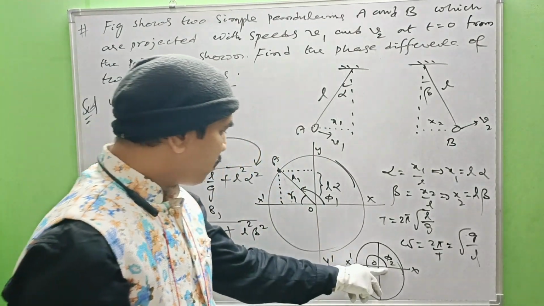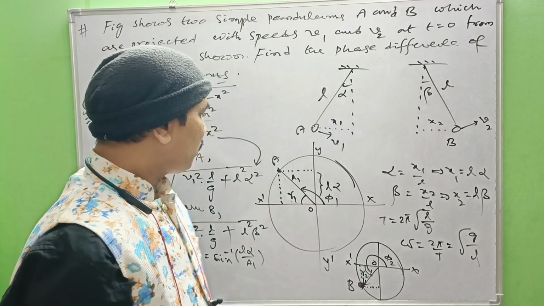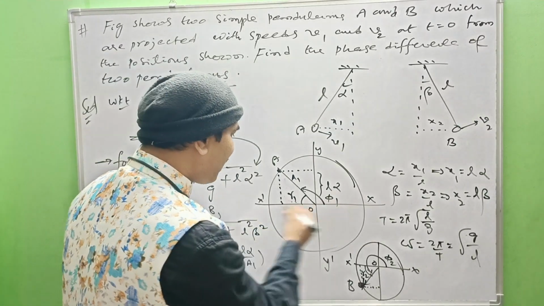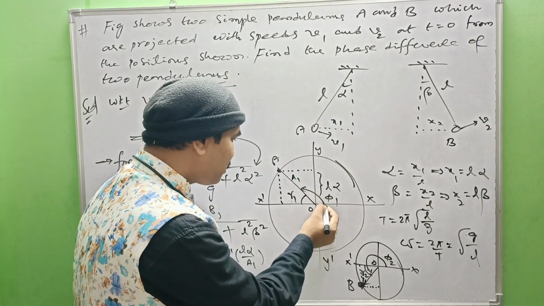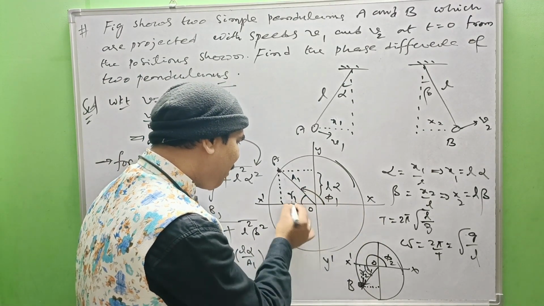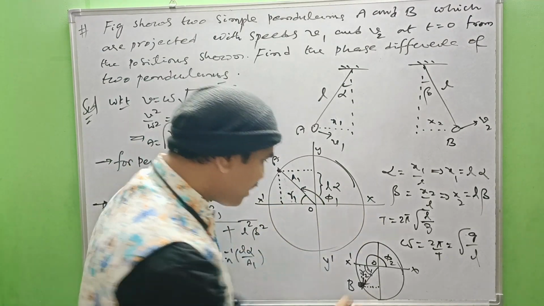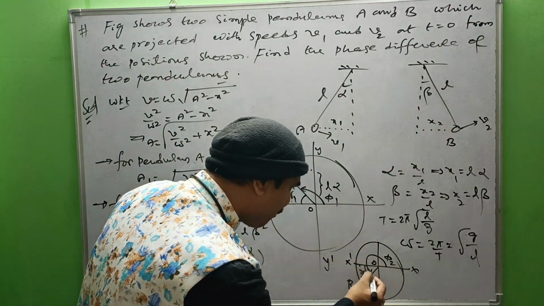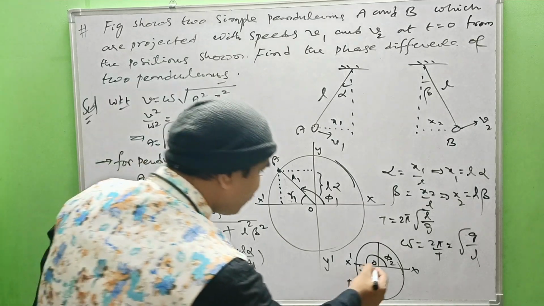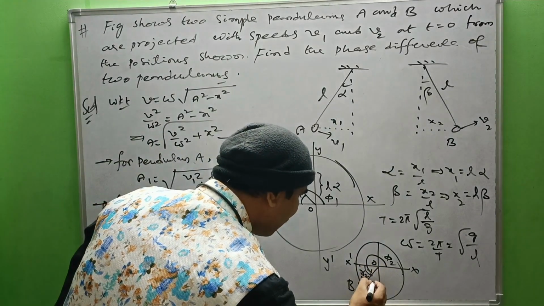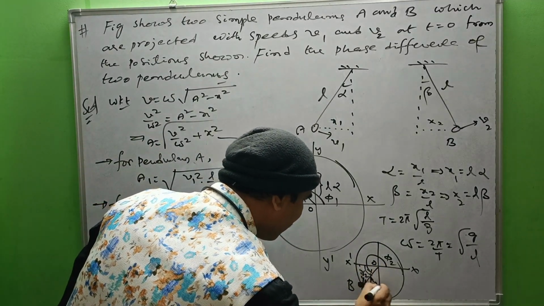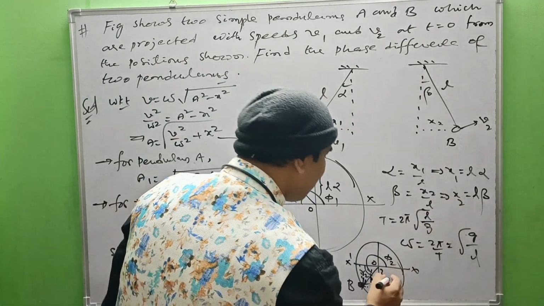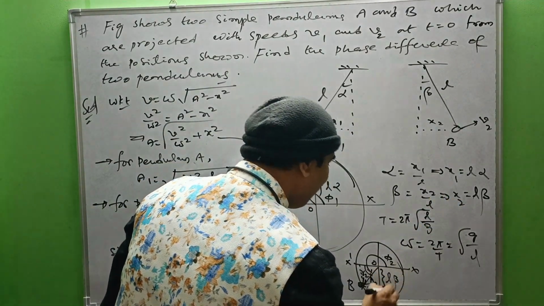Now what is phi 2? 180 plus gamma 2. Here what is phi 1? That is 180 minus gamma 1. Phi 2, from here to there, equals 180 plus gamma 2. Right? So this amplitude is nothing but A2. Now this projection is nothing but x2, that is L beta.